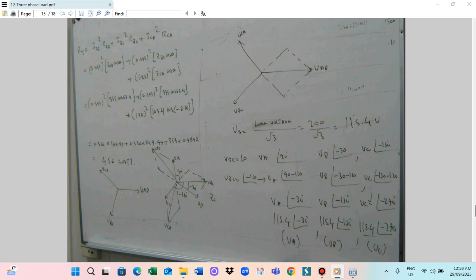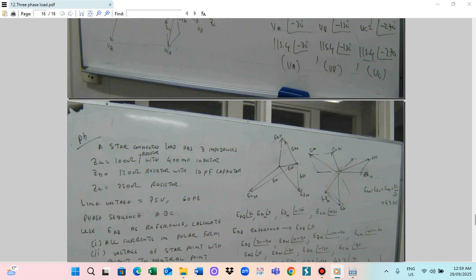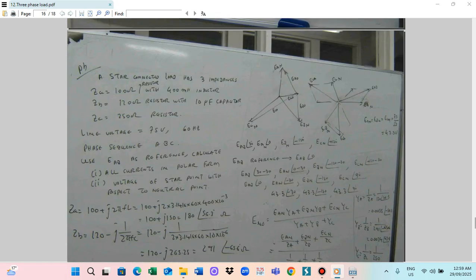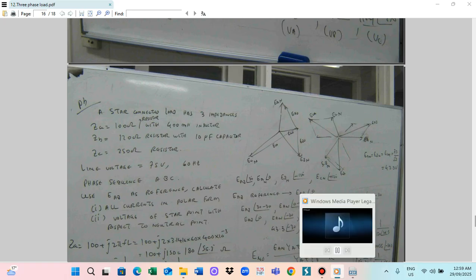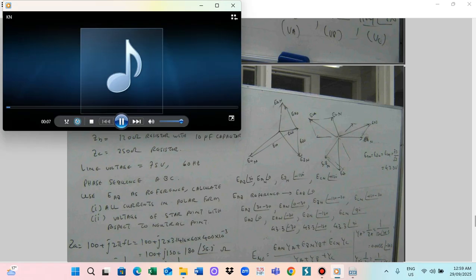Time to check the calculation. Yes. I said that is 50 plus angle 0. So this is the area. 50 plus angle 0.